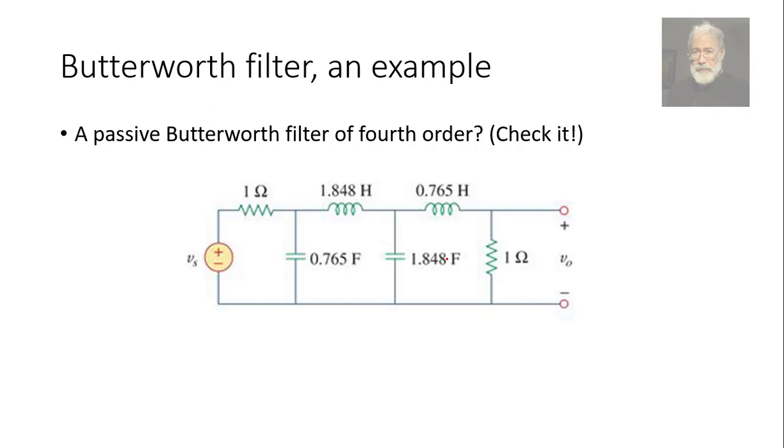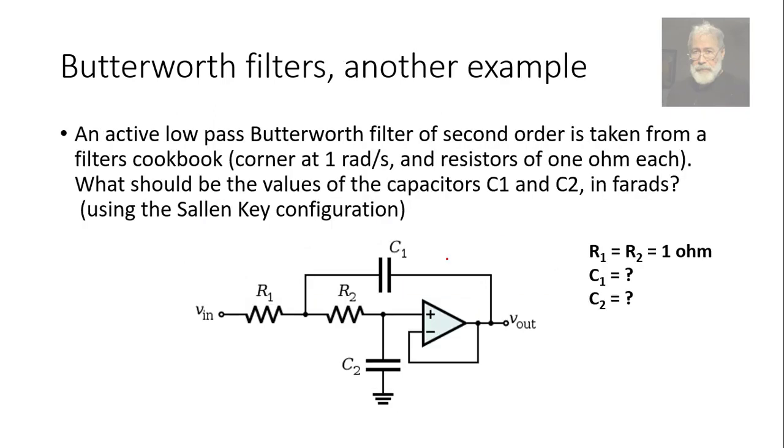All of them must have the same absolute value. And then check that they are at the same angular distance from one another. 4 poles, they should be 45 degrees away from each of its neighbors. Correct? If that is true, this is indeed a Butterworth filter of order 4. It is passive because it has no op-amps in it.